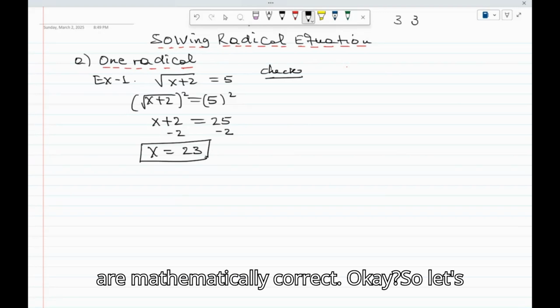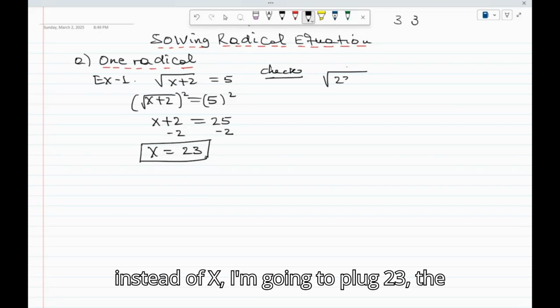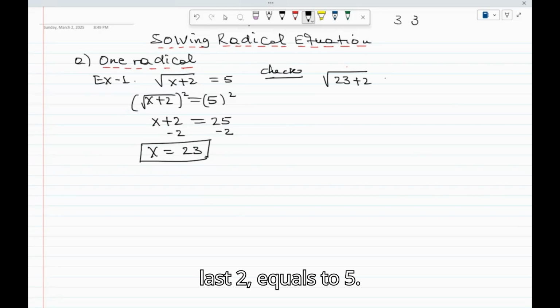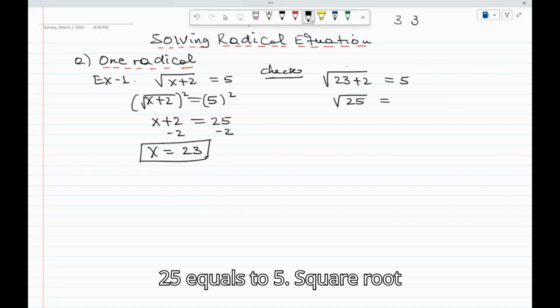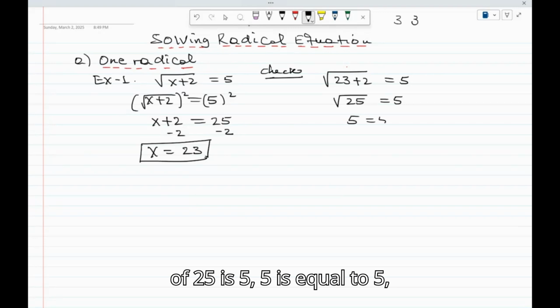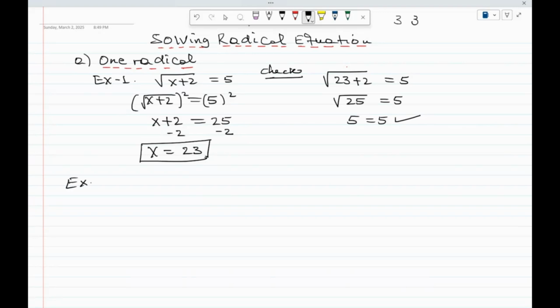Okay, so let's plug this back into the original equation. Instead of x, I'm going to plug in 23: the square root of 23 plus 2 equals 5. 23 plus 2 is the square root of 25 equals 5. The square root of 25 is 5. 5 is equal to 5. So my answer is correct. Great. Let's take another example.